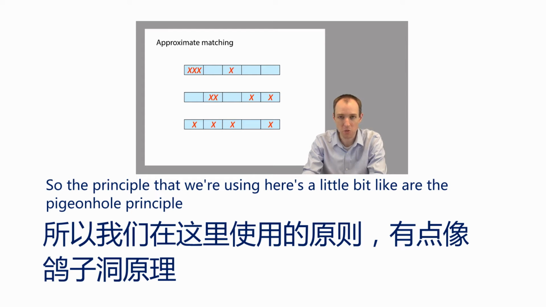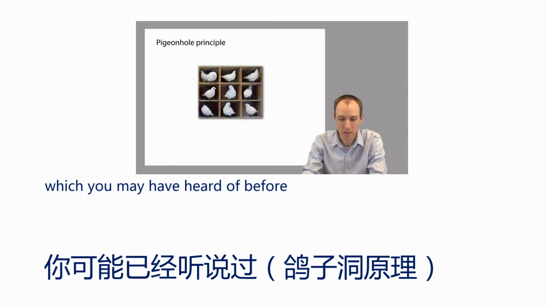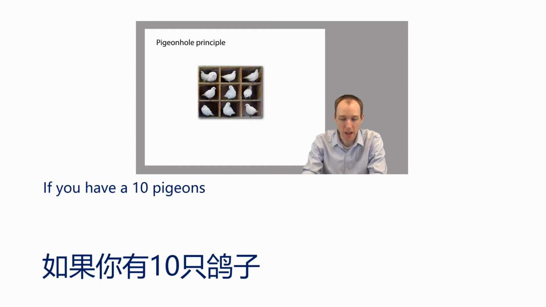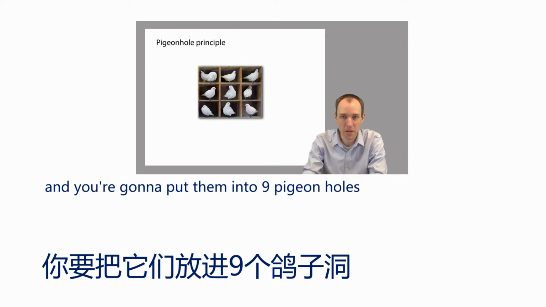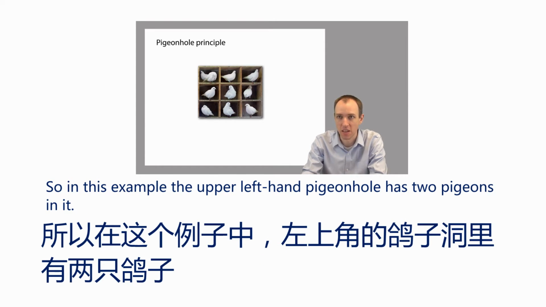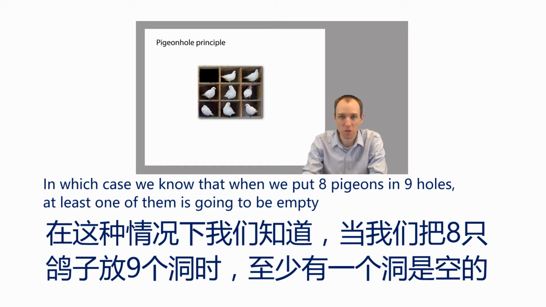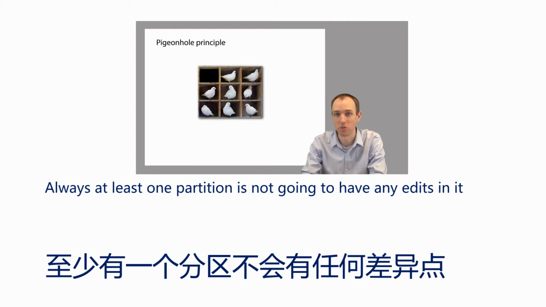So the principle that we're using here is a little bit like the Pigeonhole Principle, which you may have heard of before. So the principle goes something like this. If you have 10 pigeons and you're going to put them into 9 pigeonholes, then at least one pigeonhole is going to have more than one pigeon in it. So in this example, the upper left-hand pigeonhole has 2 pigeons in it. Actually, our situation's a little different. It's as though we have 8 pigeons and 9 pigeonholes, in which case we know that when we put the 8 pigeons into the 9 holes, at least one of them is going to be empty. In other words, at least one partition is not going to have any edits in it.